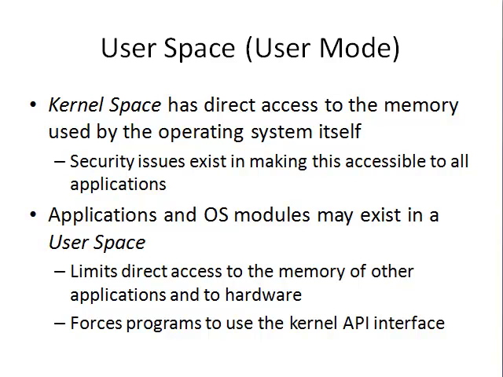And this is really just summarising what I've been trying to explain there. That with kernel space, there is direct access to the memory used by the operating system itself, and this can create security issues and reliability issues if a program crashes, or if there is a malicious program that has direct access to the operating system memory. Whereas applications and operating system modules can exist in this kind of user space that limits the direct access to memory and limits the direct access to hardware and to other applications.